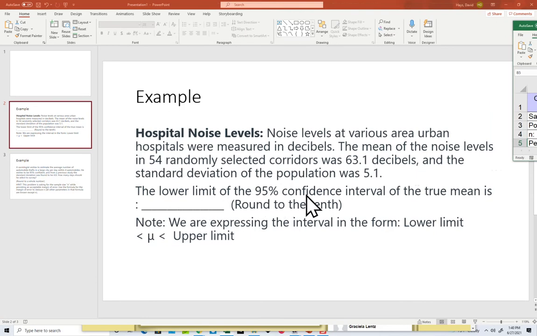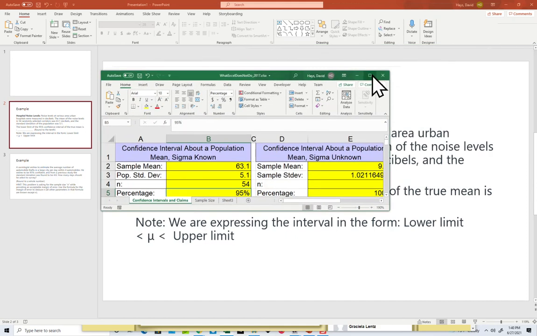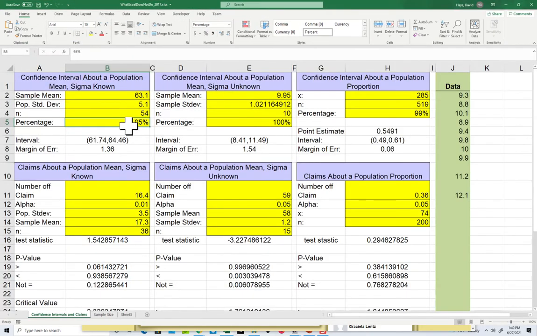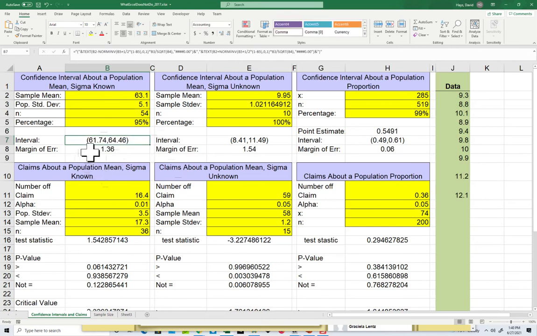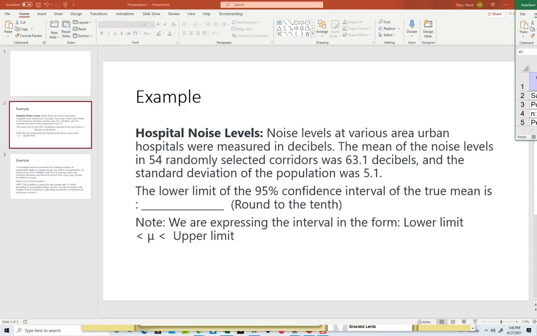Lower limit of the 95% confidence interval. So we want a 95% confidence interval. So come here, and mine's already got 95 there, but you just type in 95 and press enter. Now our answer is right down here. The 61.74 is our lower limit, and 64.46 is our upper limit.